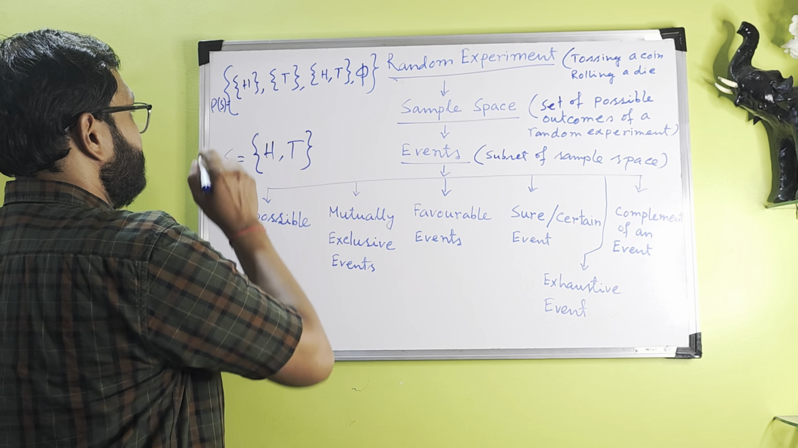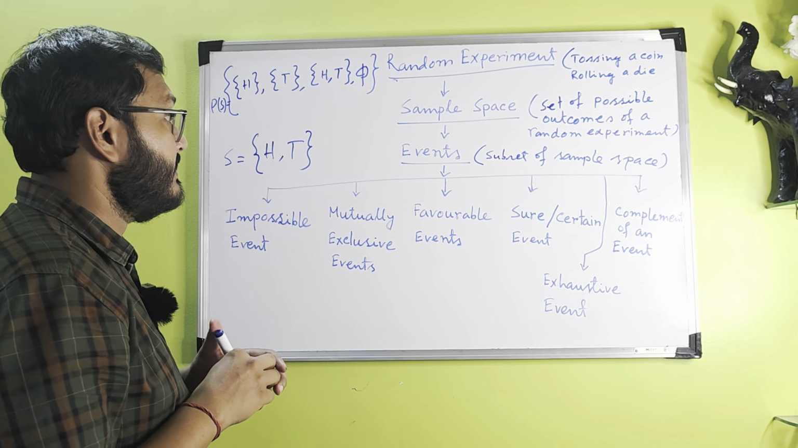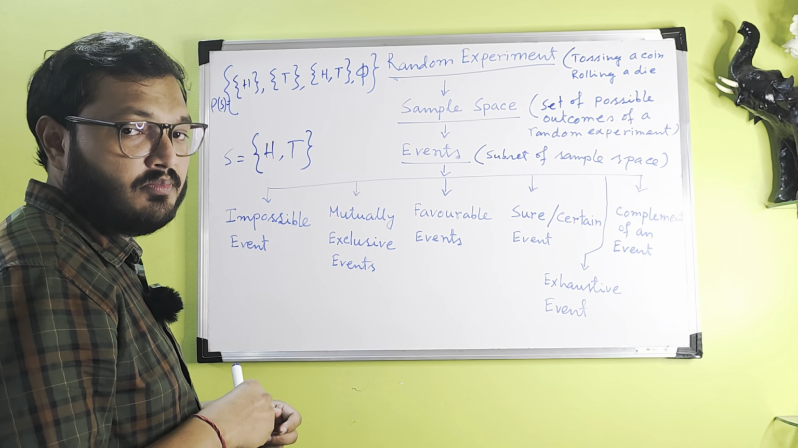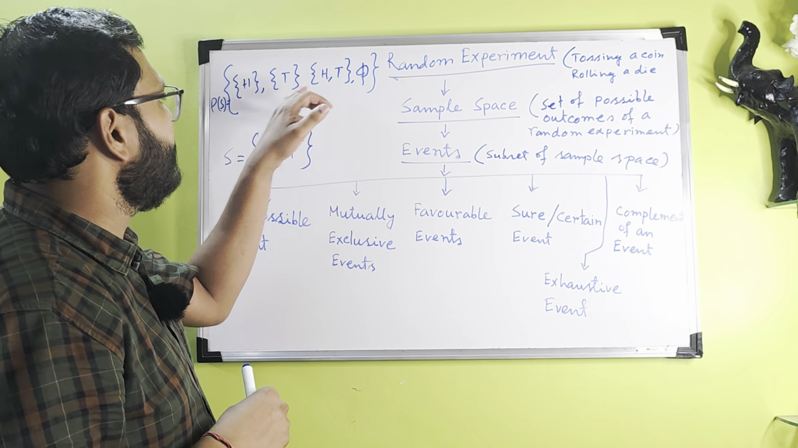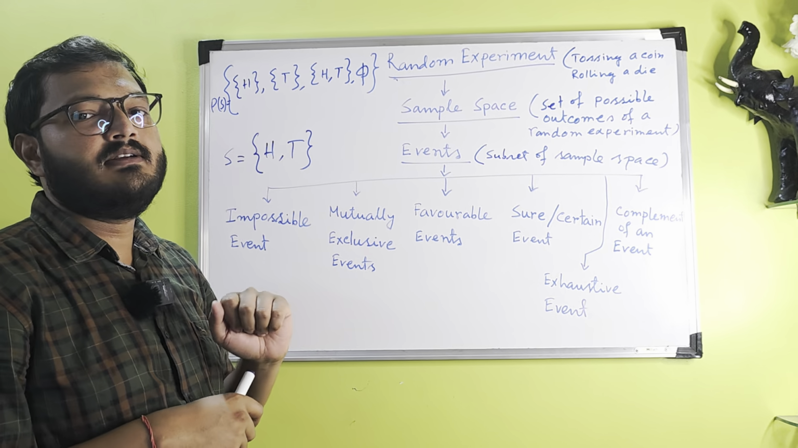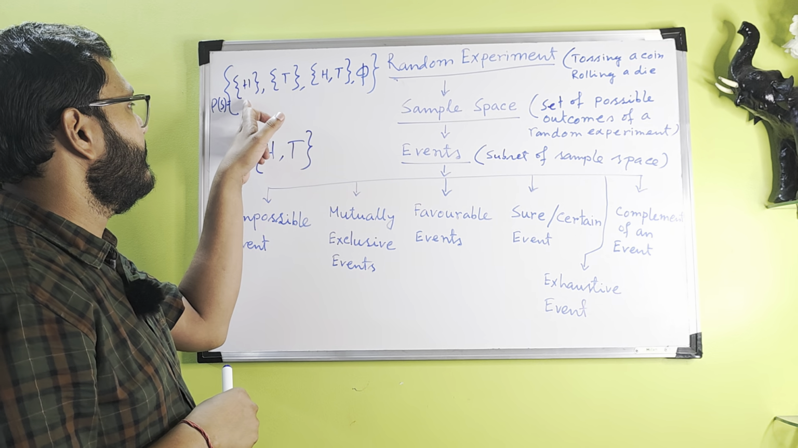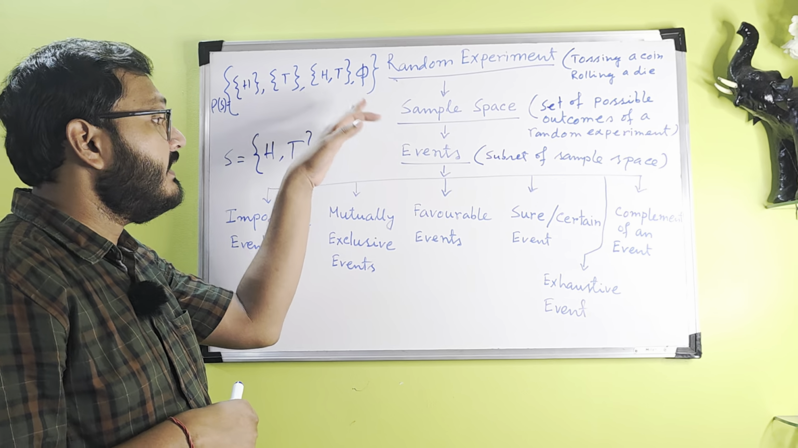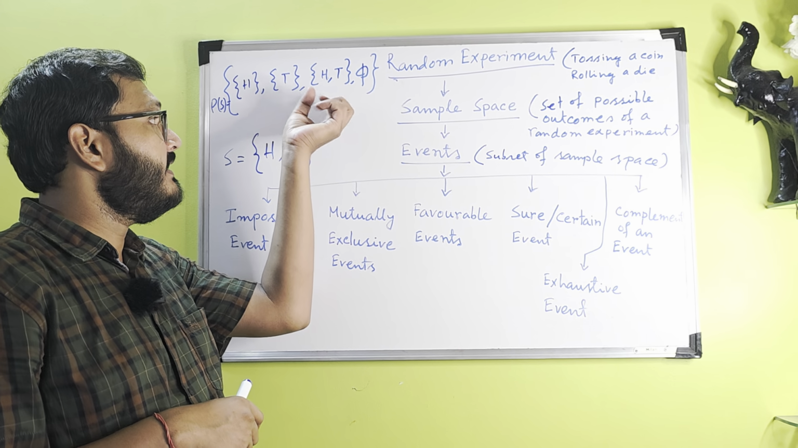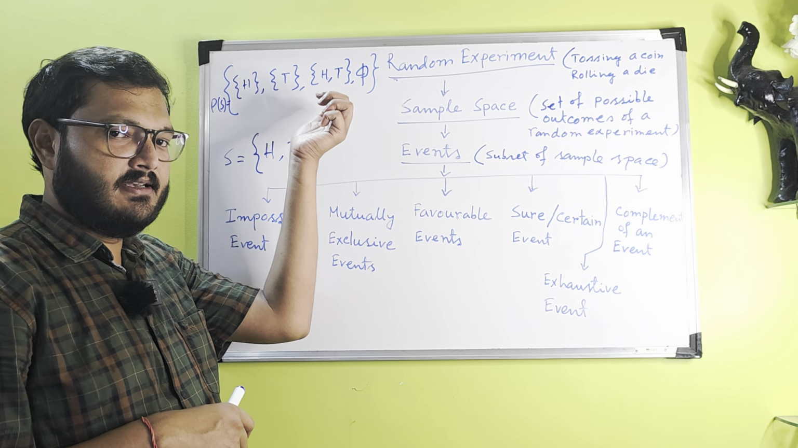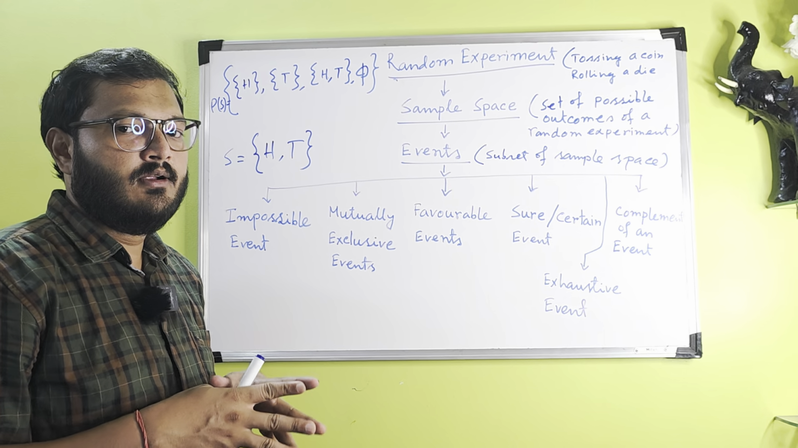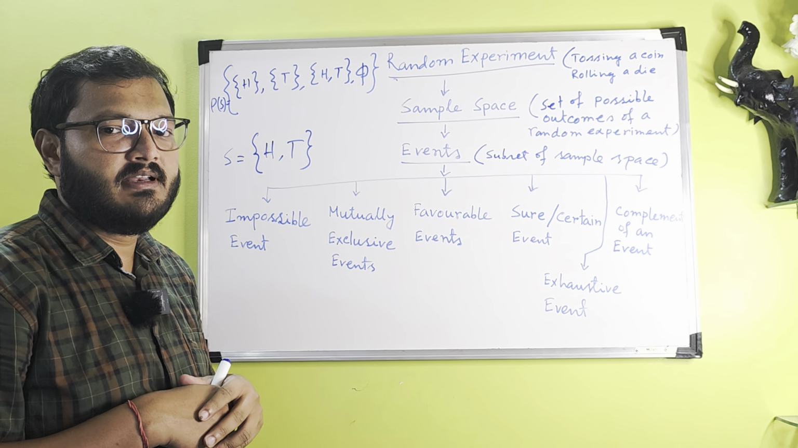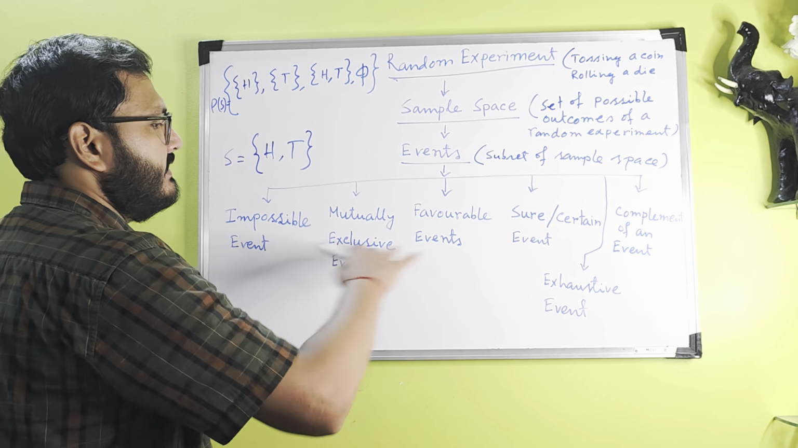This is power set. Power set, or set of subsets of a set, is called power set. So each element of the power set is an event. Getting head is an event. Getting tail is an event. Getting head or tail is an event. And getting none of them, that is also an event. We'll discuss them here.